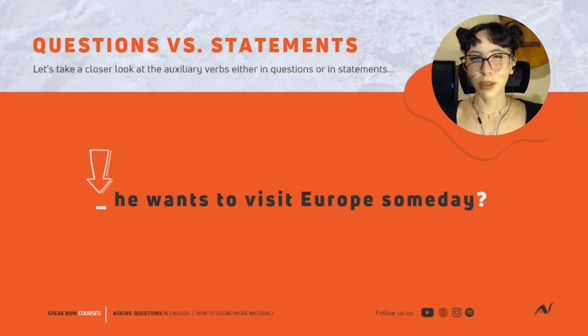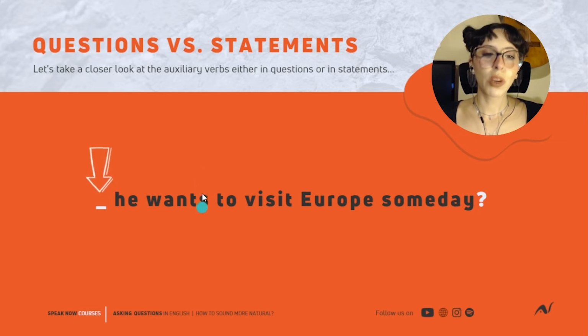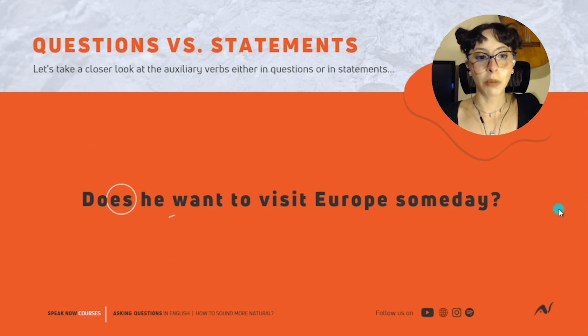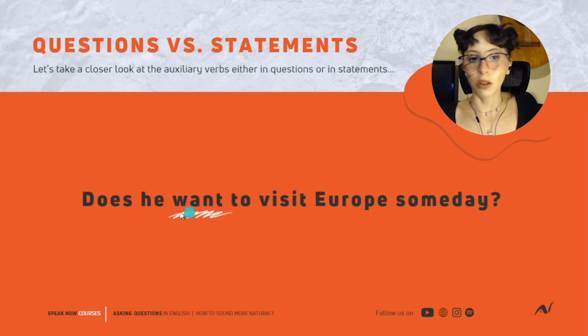Now, if I want to transform this into a question, I cannot keep this. I have to switch this inflection to the auxiliary. Remember the auxiliary we used before? Do. So in this case, I'm including question mark and I'm including do with the inflection. It becomes does. And the verb want is in its base form.